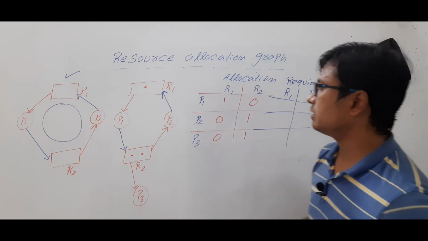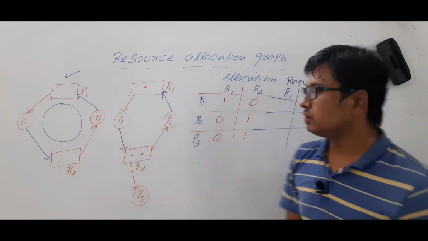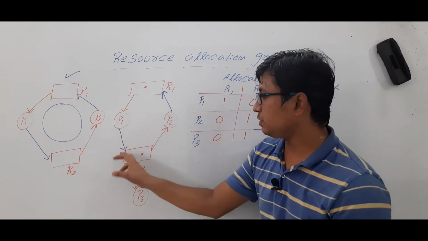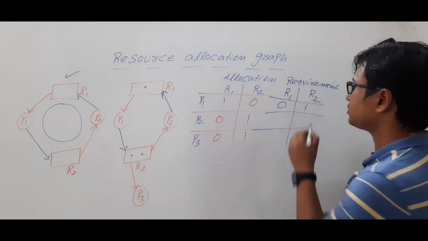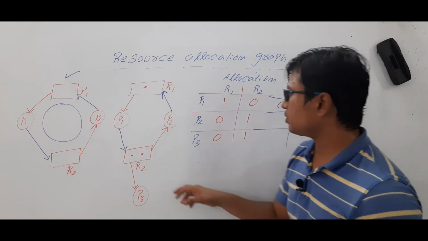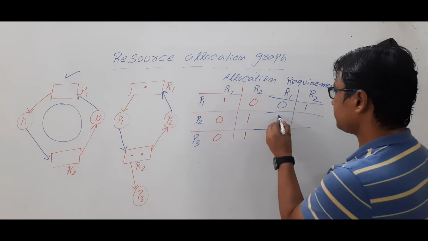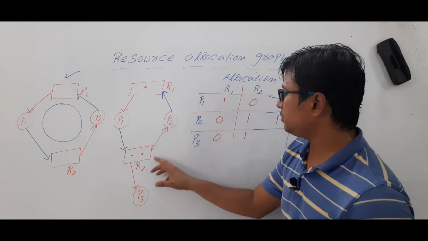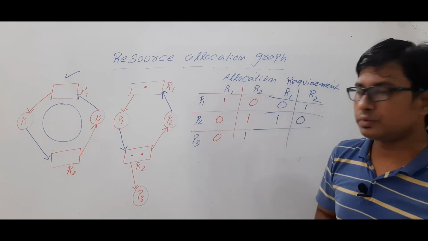Now look here. Is there an edge from process P1 to resource R1? No. So requirement is 0. Is there an edge from process P1 to resource R2? Yes. So it is asking for one instance of resource R2. Look at the process P2. There is an edge from P2 to R1. So requirement is 1. Is there an edge from P2 to R2? No. So it is 0. Are you able to understand?